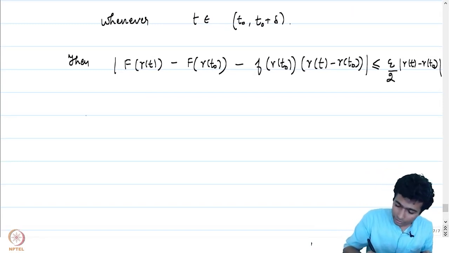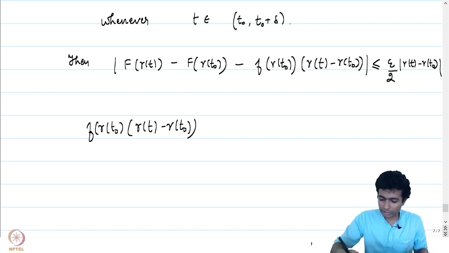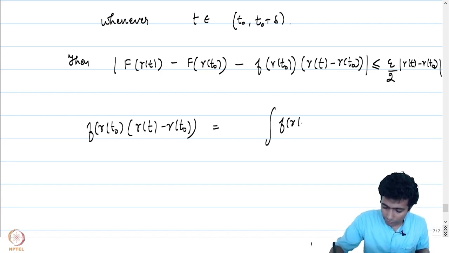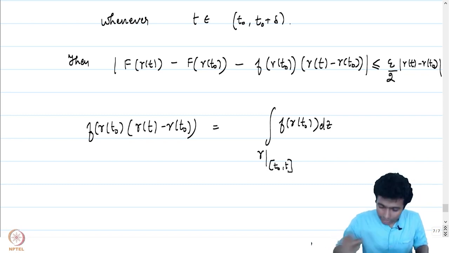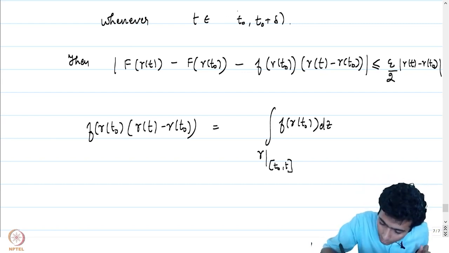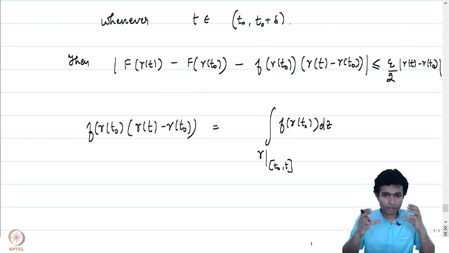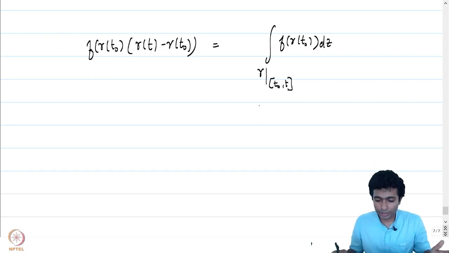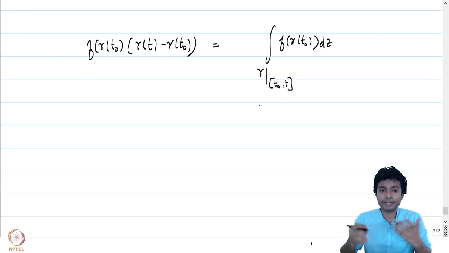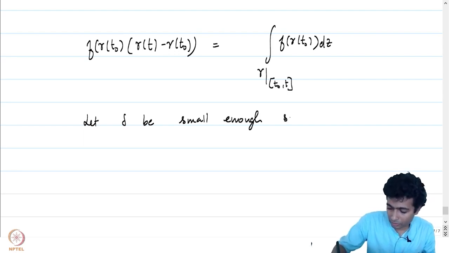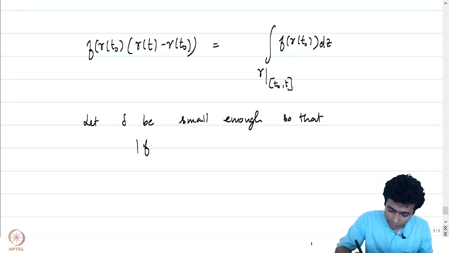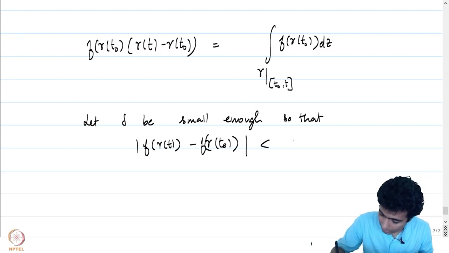Now let us focus on the term f of gamma of t naught times gamma of t minus gamma of t naught. This is exactly equal to the integral of f of gamma of t naught dz, where the integral is restricted to t naught, t. Remember that t is greater than t naught, and t is an element in the open interval t naught to t naught plus delta. Let us now use the uniform continuity of f composed with gamma to pick delta sufficiently small. Let delta be small enough. If it is not small enough, make it smaller so that the absolute value of f of gamma of t minus f of gamma of t naught is less than say epsilon by 2.